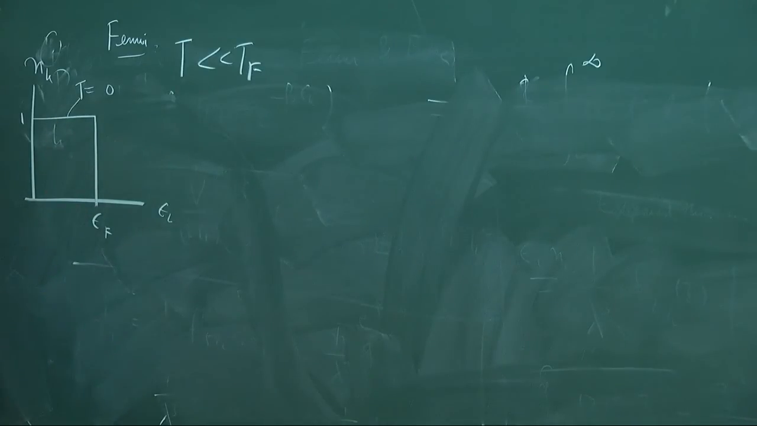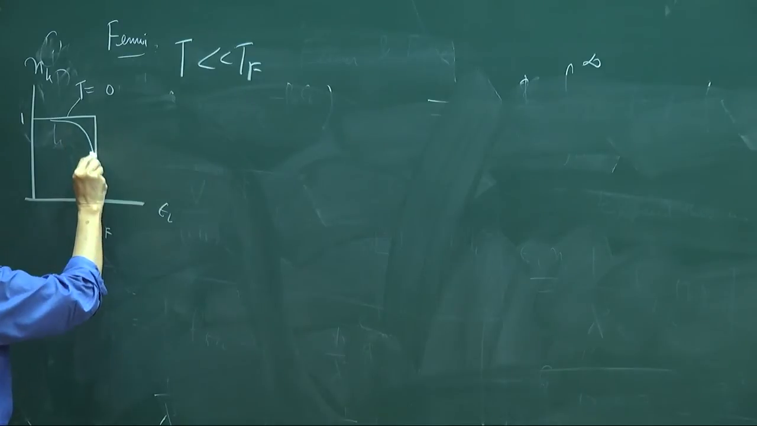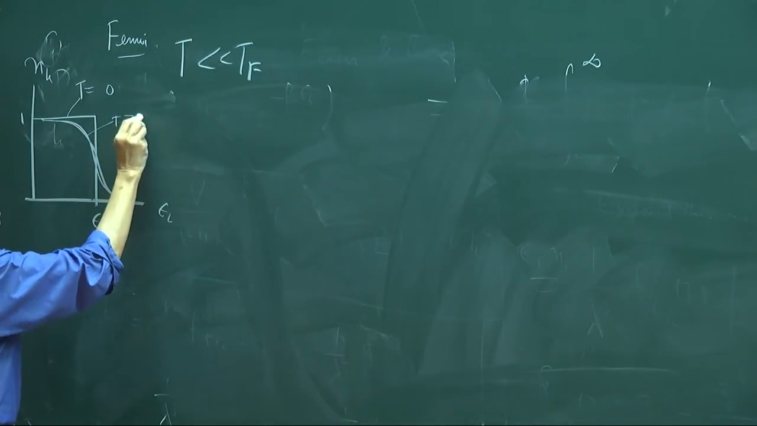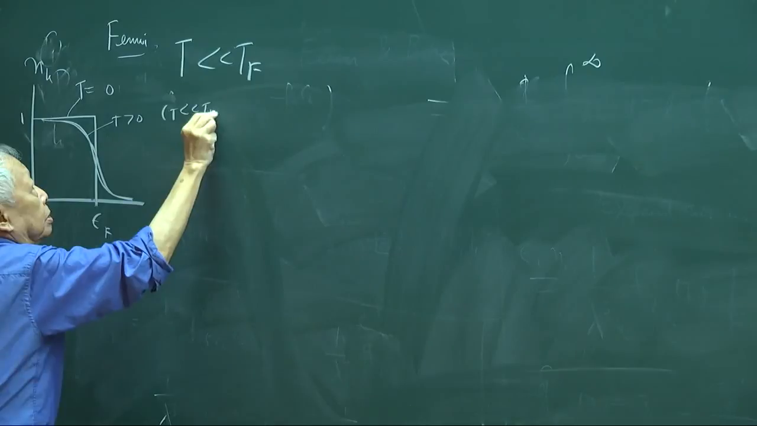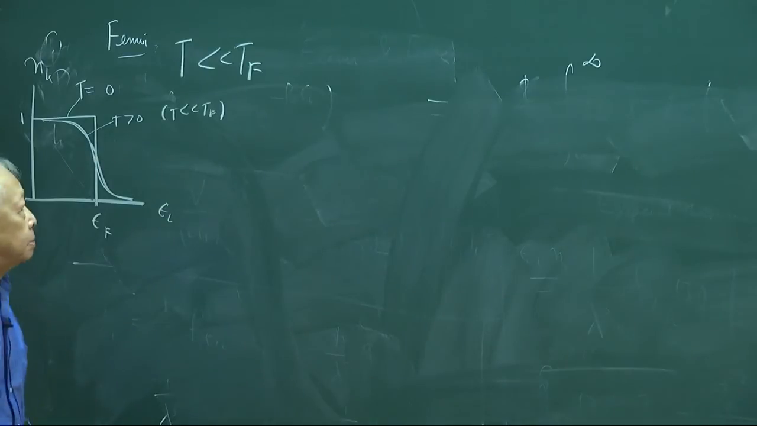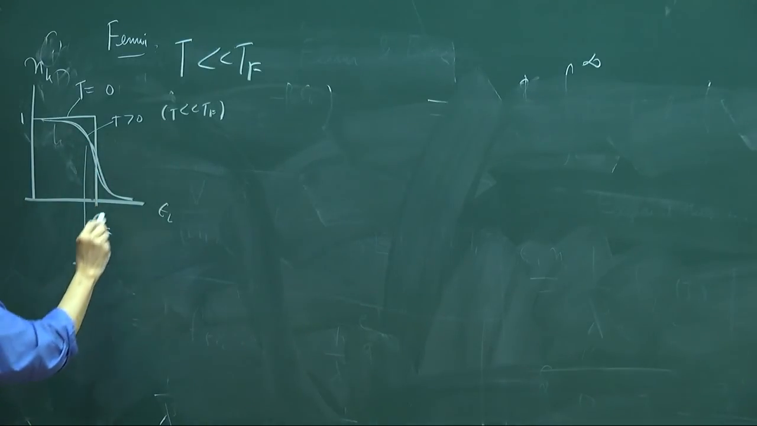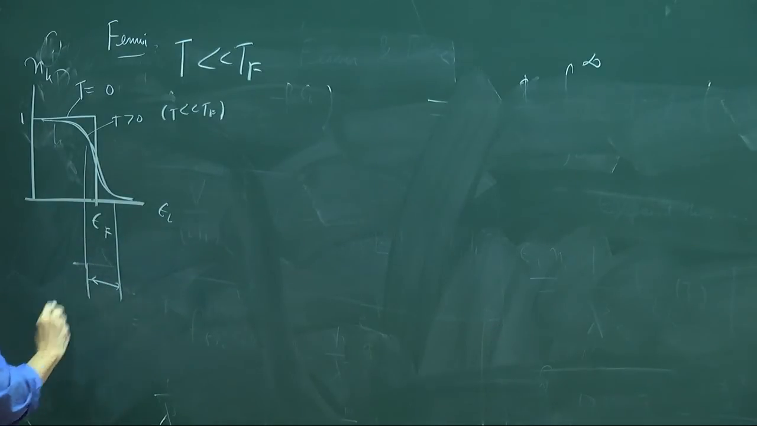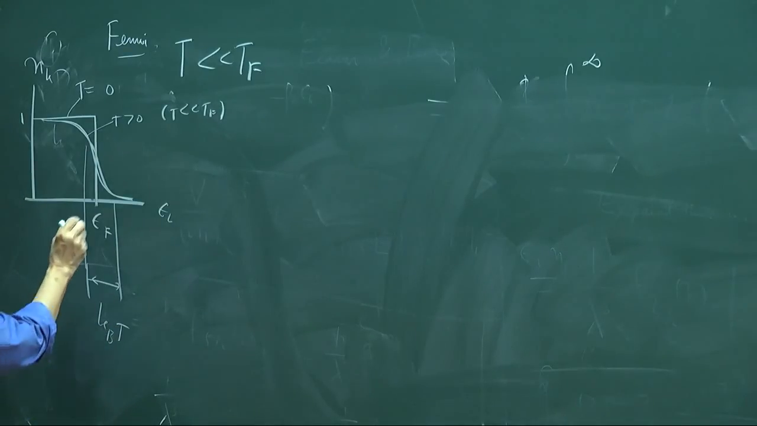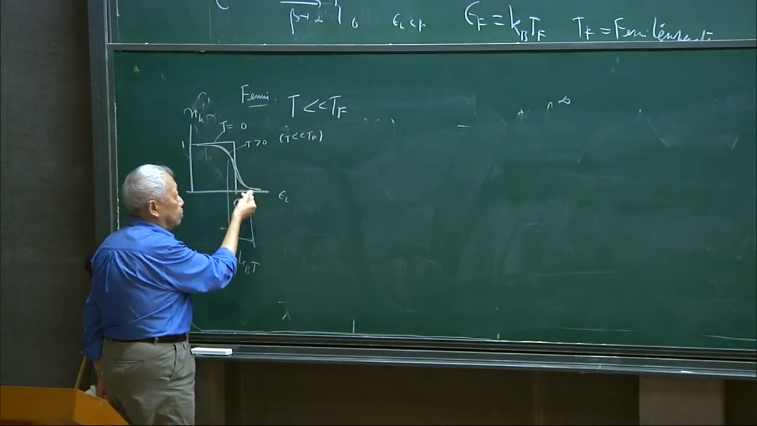For T not equal to 0, but much less than Tf, only those electrons near this Fermi level are affected. They get excited from below the level to above the level. So this looks like this. It becomes like this. This is T greater than 0, but T much less than the Fermi temperature. Of course, if it gets excited too much, it'll look like Maxwell-Boltzmann. And this width is of the order of kBT, because kBT is the thermal energy. And that's the energy you need to excite this layer of electrons from below the Fermi surface to above the Fermi surface.